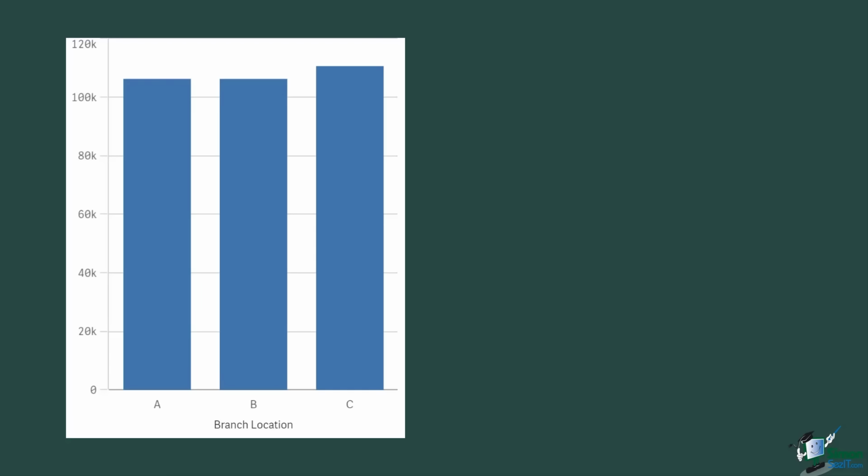For example, I have a bar graph which has the total sales per branch code. I wanted to display the branch location instead of code A, B, and C.